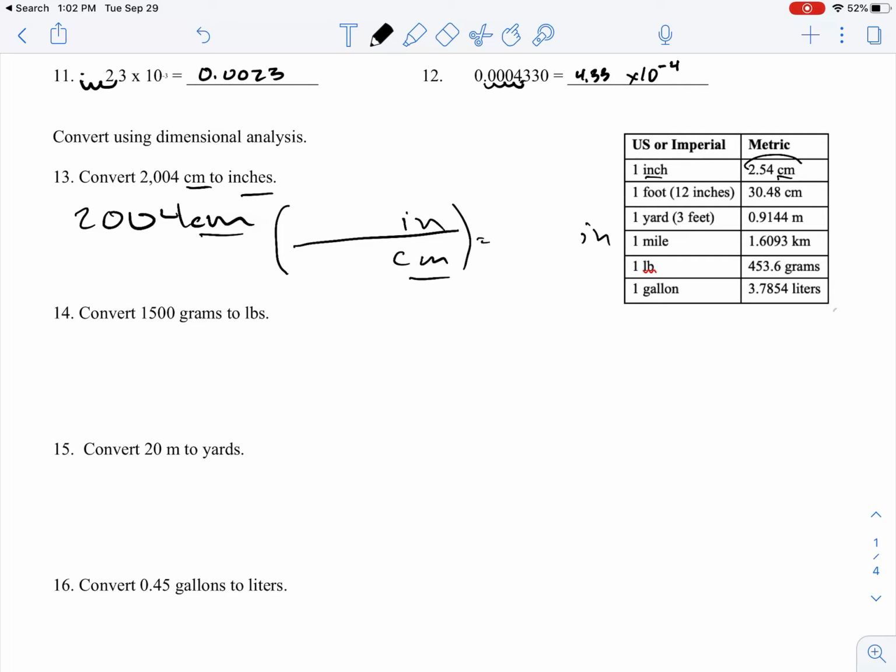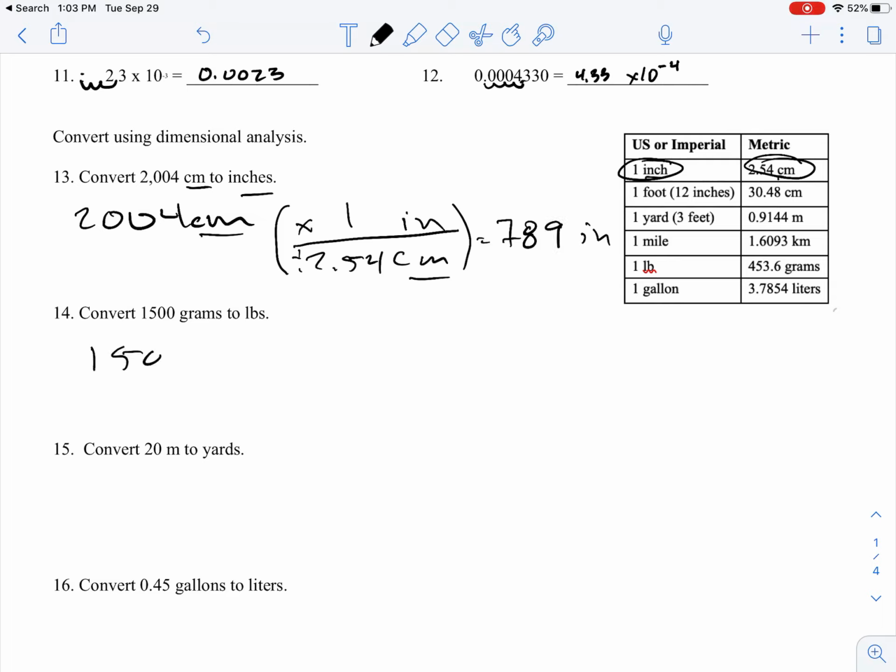So then I look at this and it's 2.54 centimeters. So I find where centimeters is and put 2.54 in. It's 1 inch. So I put 1 with inch. Top means multiply, bottom means divide. So it's 2004 divided by 2.54. Times 1 gives me 788.9. I'll just say 789 inches.